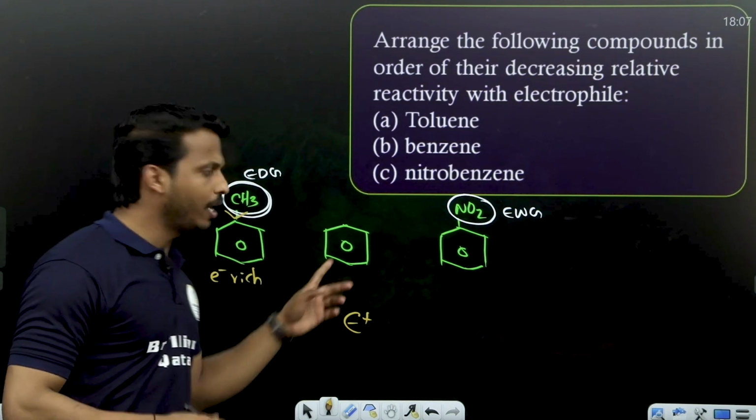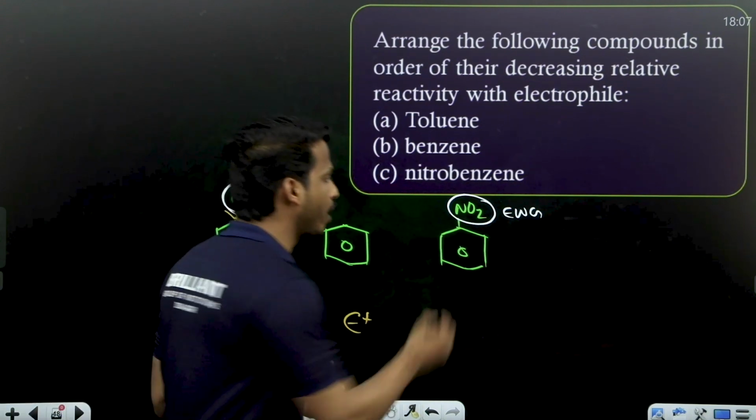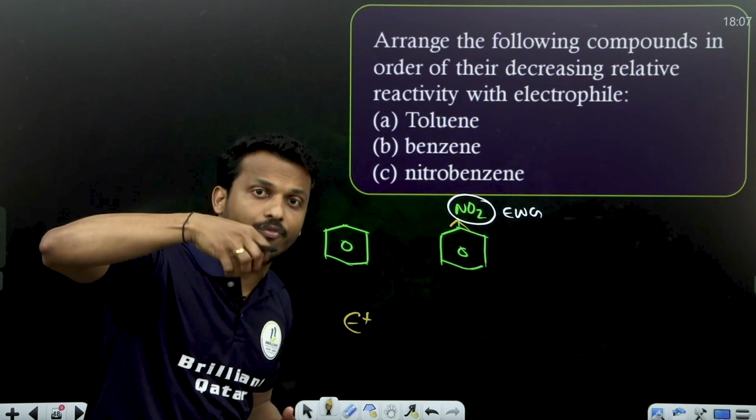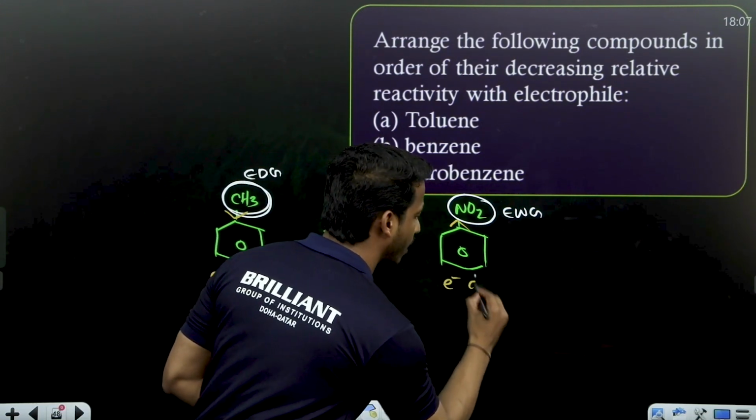Good. In benzene, there are no special groups. What happens with an electron withdrawing group? Electron withdrawing groups will withdraw, they will take electrons from the benzene ring. So benzene becomes electron deficient.